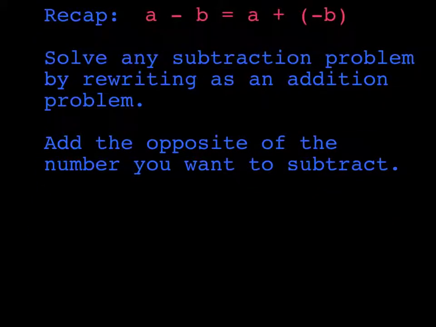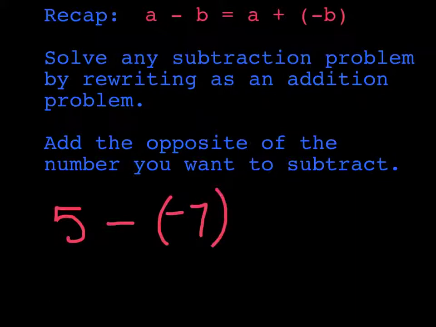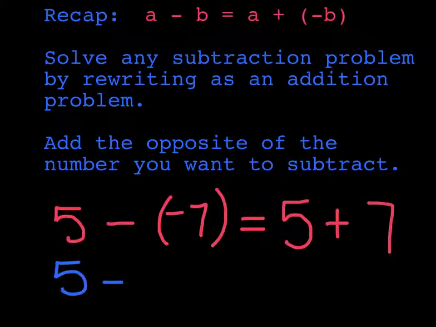If we want to complete the operation 5 minus negative 7, I can rewrite that as an addition problem, stating that 5 plus, and I'm going to use positive 7 because positive 7 is the opposite of negative 7. So 5 plus positive 7. Now I quickly can state that 5 minus negative 7 is equal to 12, because we all know that 5 plus 7 equals 12.